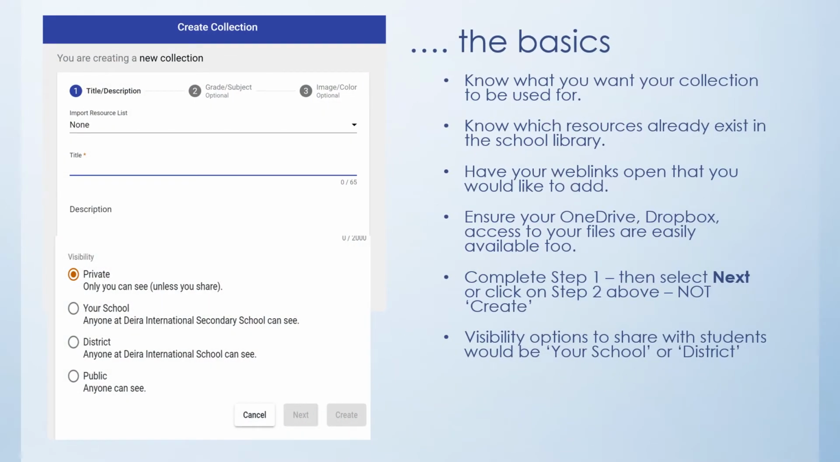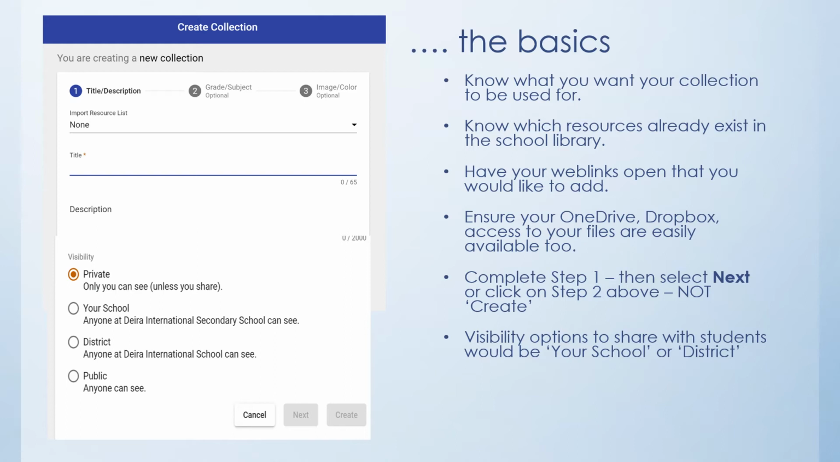1, 2, 3. First of all, know what you want your collection to be used for. Are you just messing around? That's fine. Then you can just delete it, keep it private. Know which resources already exist in your school library, because remember, it's linked to Destiny Discover and your school's Destiny Discover. Open the web links that you would like to add, just to make it easy, and ensure you've got your OneDrive, your Dropbox, or your Google Drive, wherever you have your folders, accessible as well, because then it makes it just faster. It's not a must. And then complete step 1, which is quite easy.